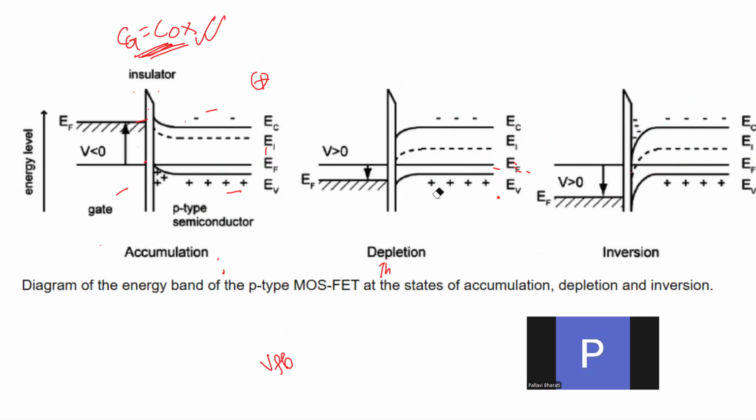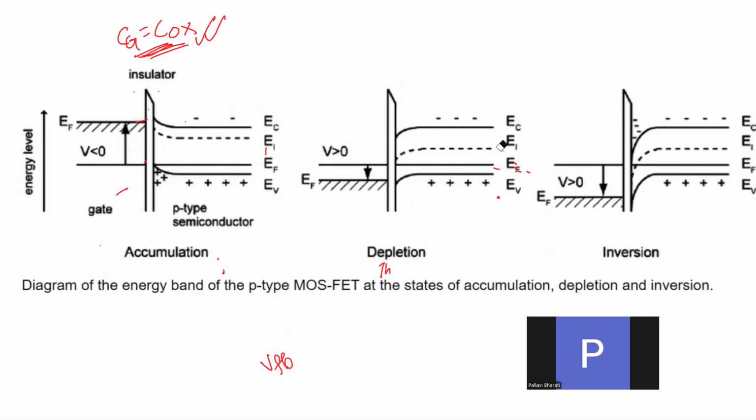So you can see over here, the band is bent upward because holes are there. Holes are getting collected at this point. At this point nothing is collected, the holes are just getting repelled, so there is a space charge region. This is the depletion region. Here it is happening with positive gate voltage in the case of a p-type substrate. All we are talking about right now is the p-type substrate.